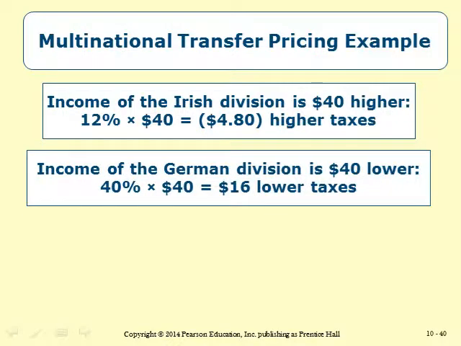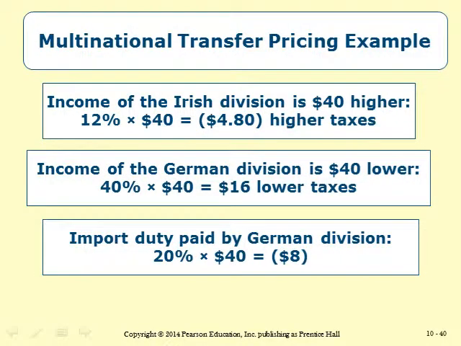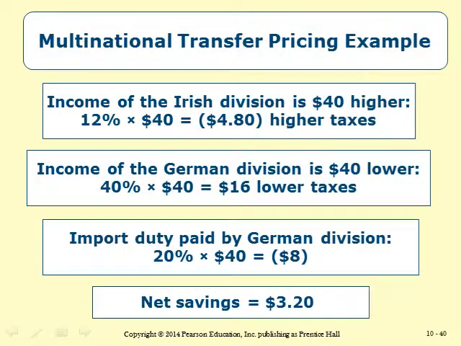And so if we work through the mechanics of this, by transferring at $100 rather than $60, the company gains $3.20 per unit.